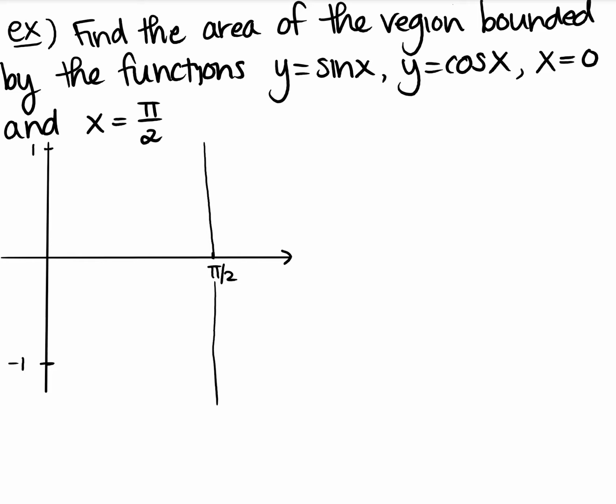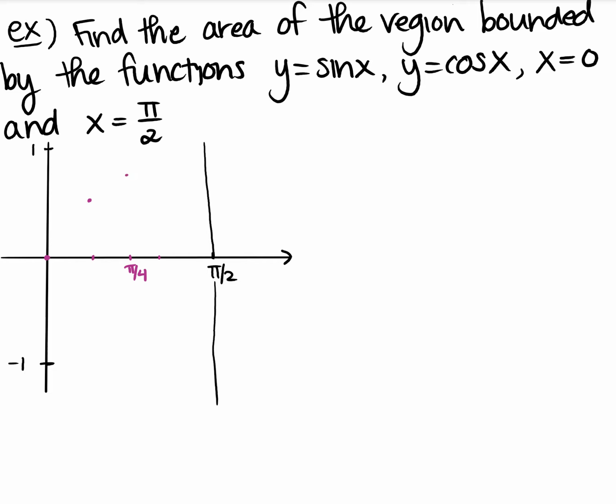Sine is going to go through 0. Sine of 0 is 0. And I also know that sine of pi over 6 is 1/2, so I'm going to be about right here. Then here's pi over 4. Sine of pi over 4 is root 2 over 2, which is about 0.7. I'm just going to verify that. Yeah, 0.7. So at pi over 4, I'm a little bit closer to 1, right?